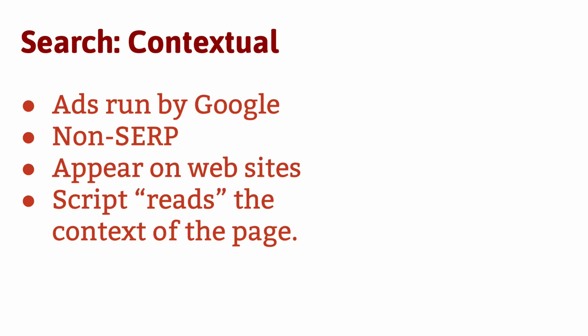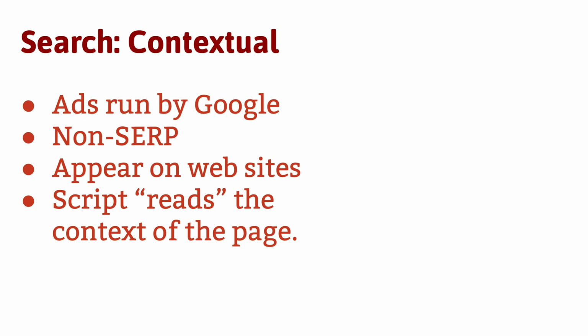The other, the paid search on SERPs. The other type of search ad is called contextual. These ads are also run by Google or any other search engine, but we focus on Google. So they're run by Google, and this is why they largely are categorized as search ads with IAB. They're run by Google, but they're non-SERP ads. These are ads that appear on other websites.